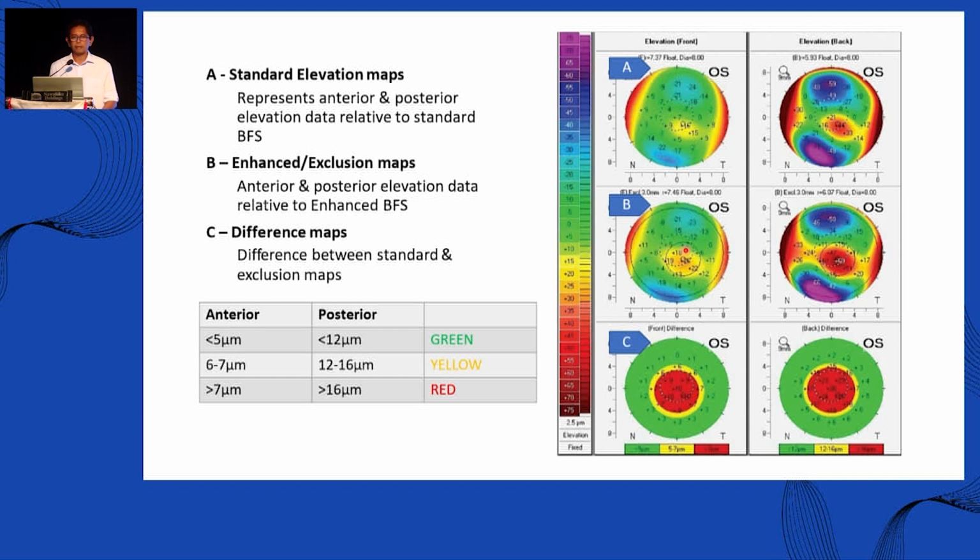Then you have the enhanced exclusion map, leaving aside the difference. You have to draw a new best fit sphere, and this is the second picture. So it will enhance the elevated area, and the difference between the two pictures is shown in the third, the difference maps. And there are some figures that we look at. If in the front surface it is normal, it has to be less than 5. In the posterior, it has to be less than 12. So if it is more than 7, it gives a red flag. In the posterior surface, if it is above 16, it gives a red flag.